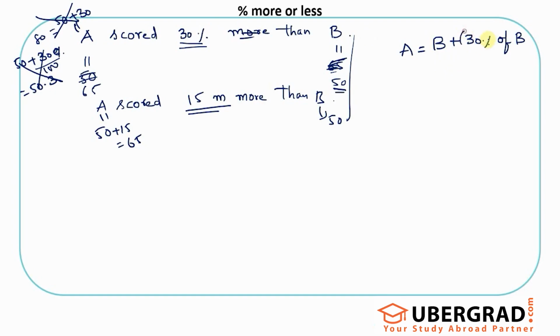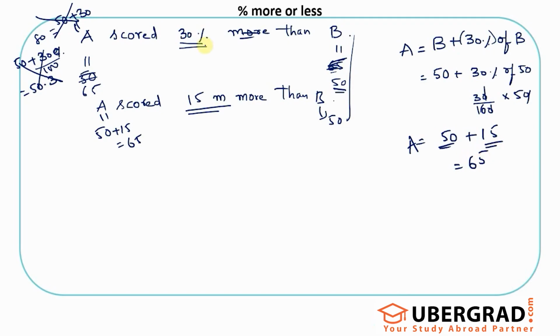So whenever you see a percentage, the immediate question you should have is, this percentage is of what? Of what value, to understand the actual value. So 30% of B. B is 50, so 30% of 50. This is as simple as 30 by 100 into 50. That gives me 3 5s are 15. So A scored whatever B scored plus 30% of B, which is 15. That's basically making him get 65 marks. This is basically the meaning of this percentage more.